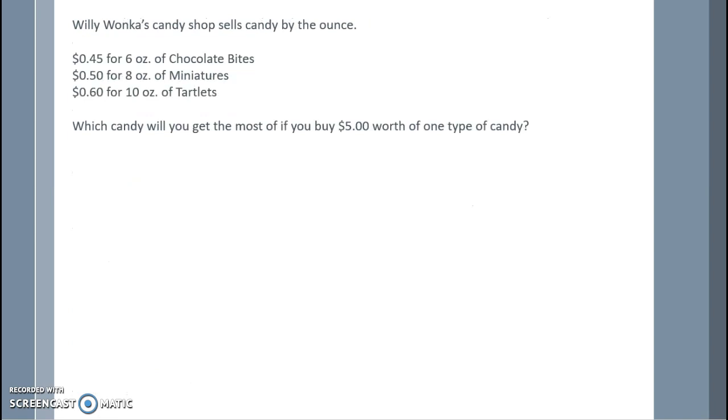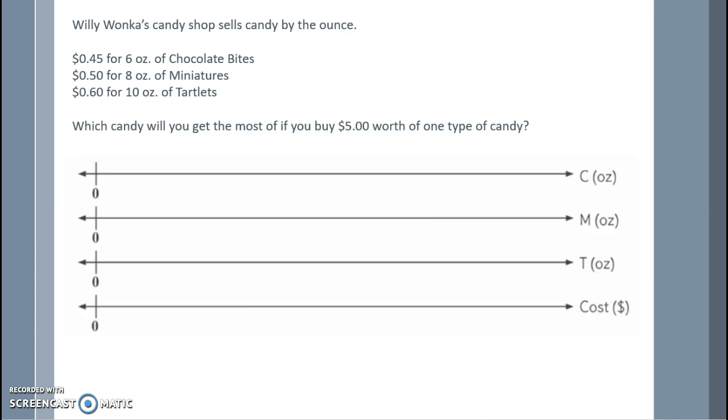Willy Wonka's candy shop sells candy by the ounce. There are 45 cents for 6 ounces of chocolate bites, 50 cents for 8 ounces of miniatures, and 60 cents for 10 ounces of tartlets. Which candy will you get the most of if you buy $5 worth of one type of candy? So I'm going to use a triple number line. The top one is chocolate bites, the middle one is miniatures, the bottom one is tartlets, and then overall cost, so we can keep an eye on what we're doing.